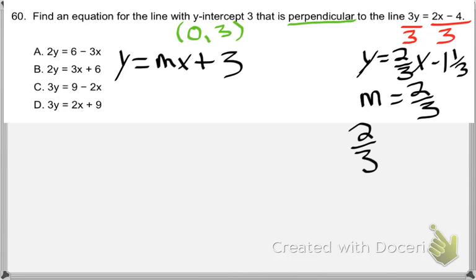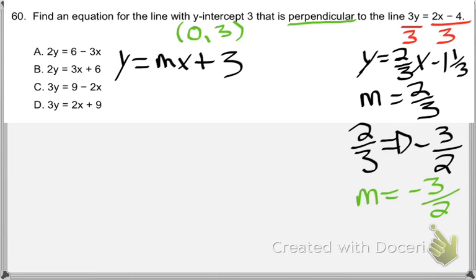Okay, so opposite reciprocal of 2 over 3. We kind of already talked about this. The opposite, it's positive, so make it negative. The reciprocal is flip it. If it's 2 over 3, we got to flip it, make it 3 over 2. So that means our slope is negative 3 over 2. Okay, so that's what we need. That's a big indicator. So negative 3 over 2.